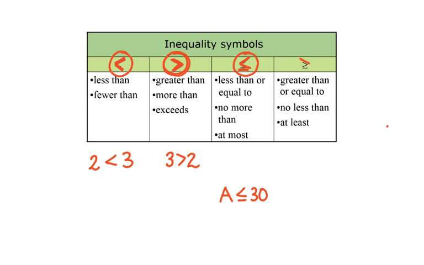Okay, the last symbol is just that other one in reverse. So the other one in reverse is just the greater than symbol. For example, we can say my salary is greater than or equal to 1,000. Okay, means I could be earning 1,000 or more. Another way in English to say that is my salary is no less than 1,000, not less than 1,000, or at least 1,000. All of those mean the same thing.